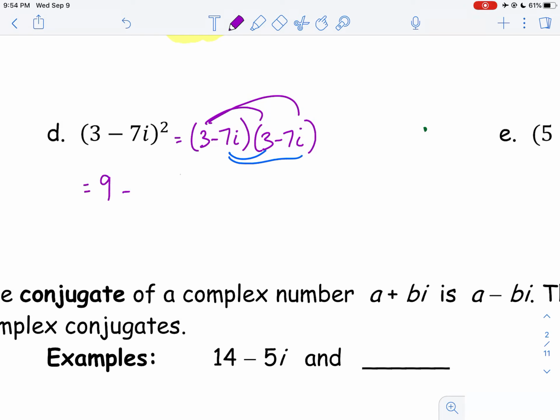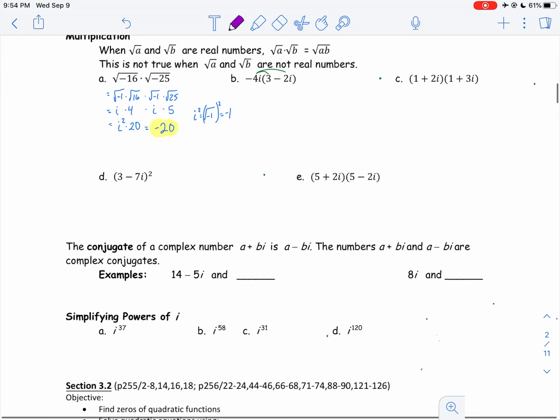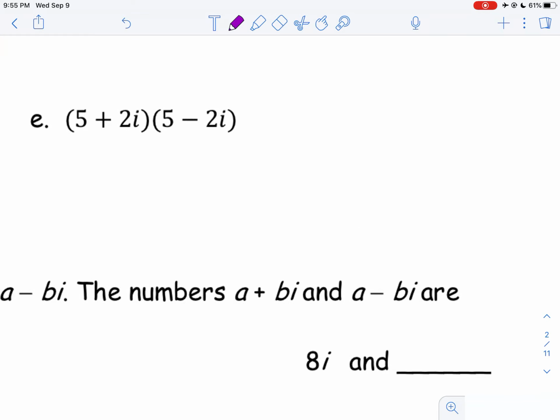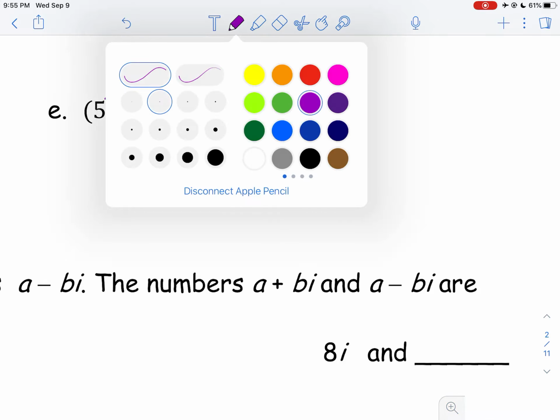Uh-oh, I was going to leave this for you to do. Sorry. Was that all I was going to do? E. I was going to do E. That's what I was going to do. Sorry. So distribute E here.